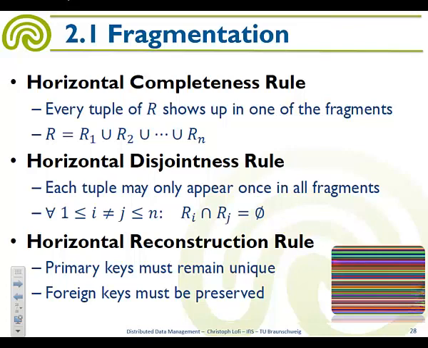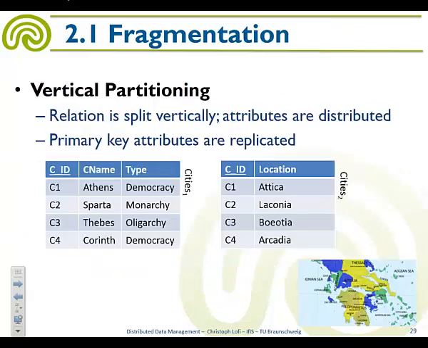So, the horizontal reconstruction rule: it's not enough to just keep all your data. You should also keep all your constraints, so all primary keys still must remain unique, and all foreign keys still must be preserved. Well, that's trivially true because you didn't change anything, right? So horizontal fragmentation is very simple in that respect. Of course, you could also do vertical partitioning. So you just take your knife and you don't cut horizontally, you cut vertically. Why should that be useful, or how would that work?